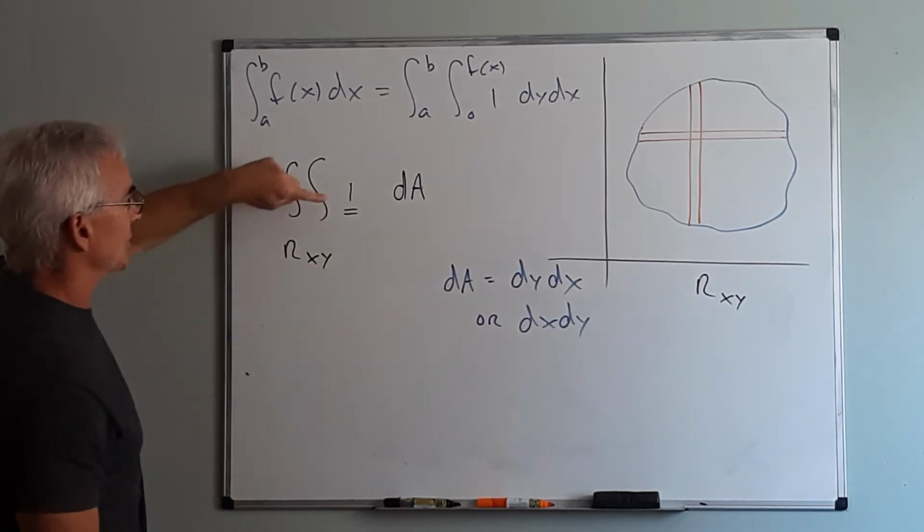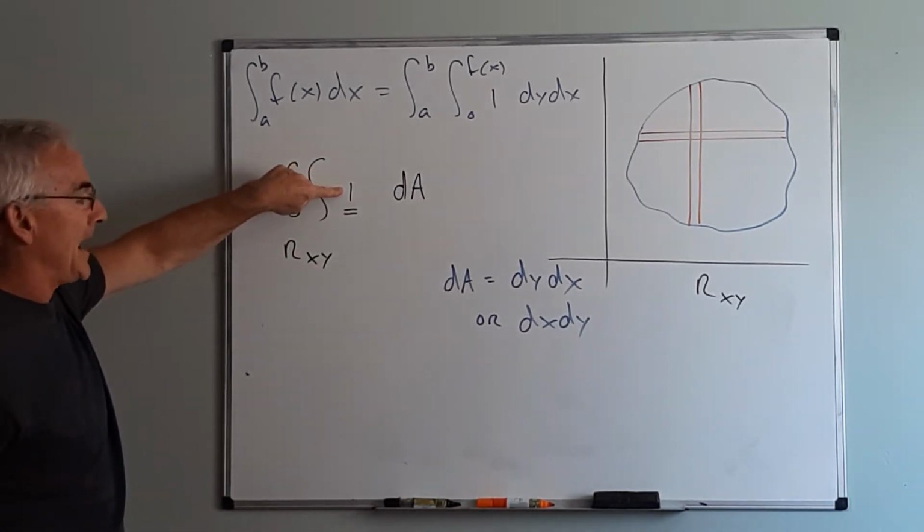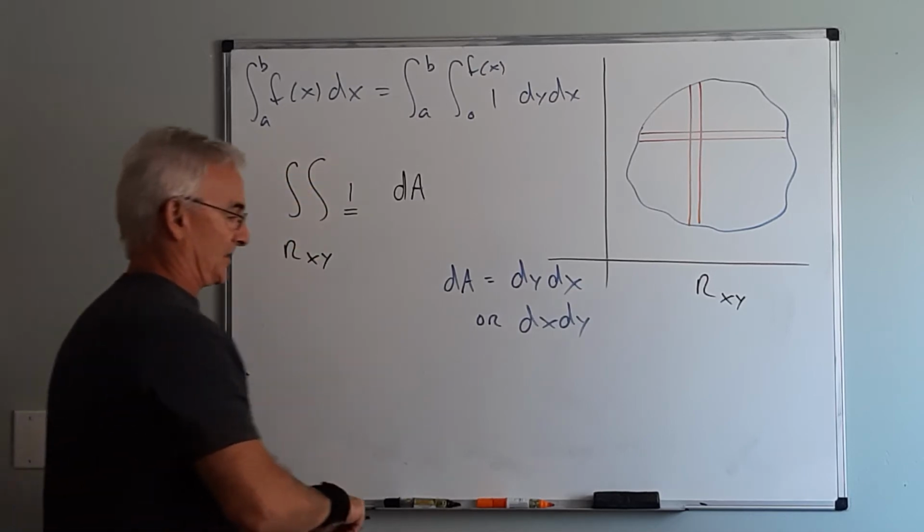So now the question is, what if the height is not 1? How would we set up that problem? So that's the next step.